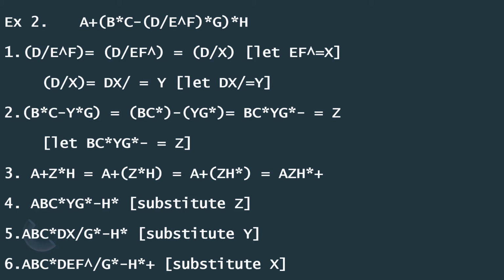You can see here a plus z into h, two operations are there, plus and into. So we will first do the multiplication operation, which has the higher priority, that is z into h within bracket. So z into h becomes zh into. Now zh into can be considered as one operand and a is another operand, in between plus is the operator. So in postfix form, it becomes a zh into plus. Like this. So this is your result.